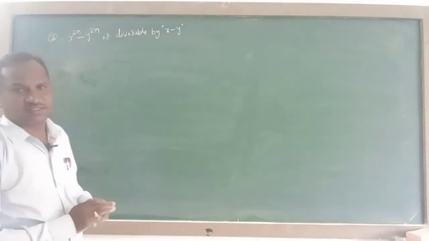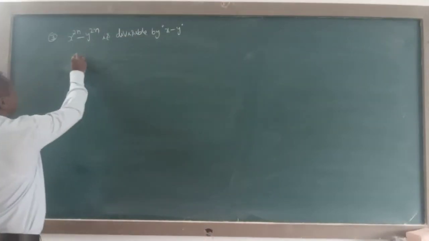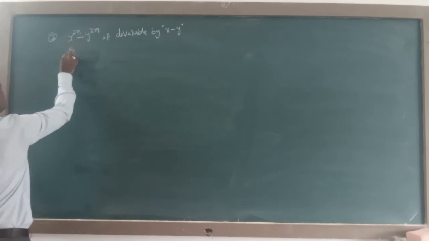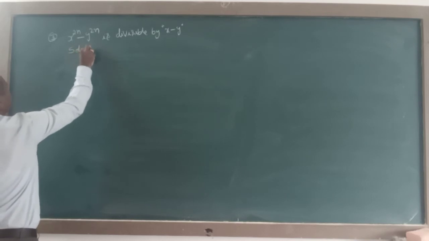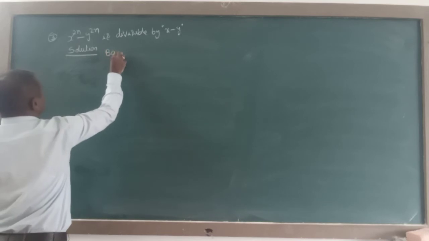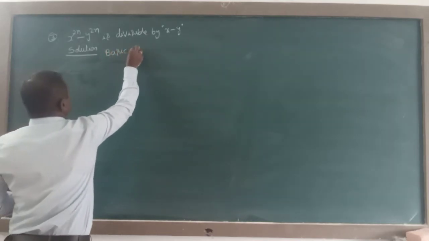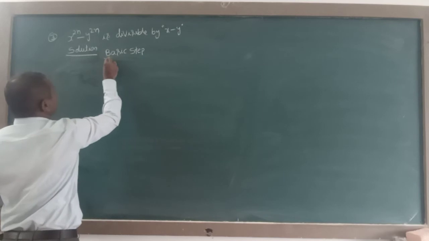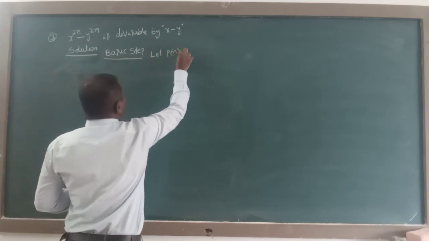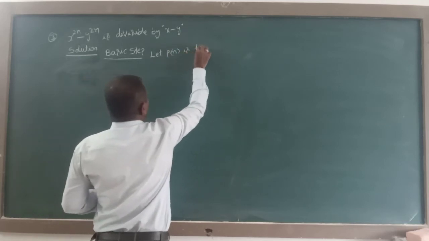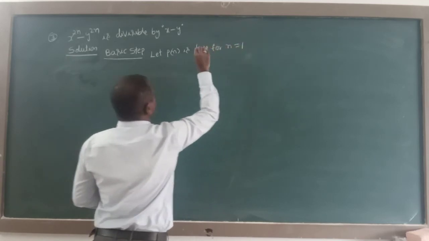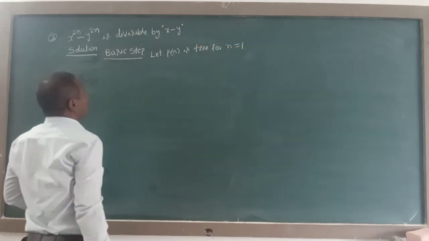Now we are going to discuss the basic step. Solution. Basic step first. Let P of n be true for n is equal to 1. First, it is true for n is equal to 1.